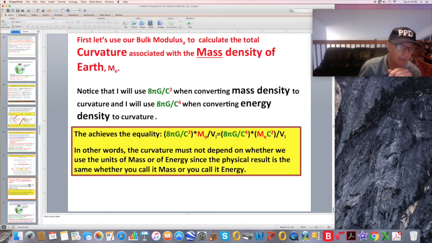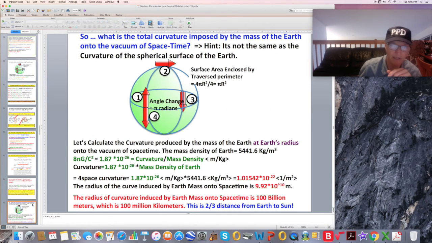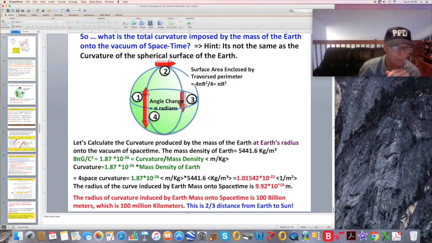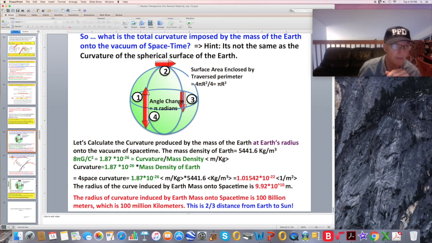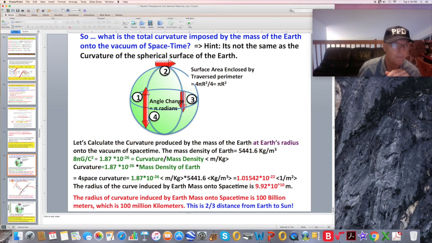So let's actually calculate that next. I'm going to move this thing up. It's playing with me. I'm not going to let it bug me. So we got that space-time calculated. So let's calculate this.